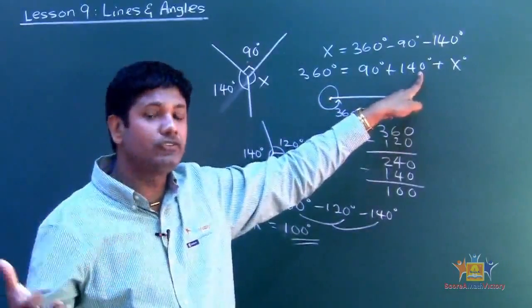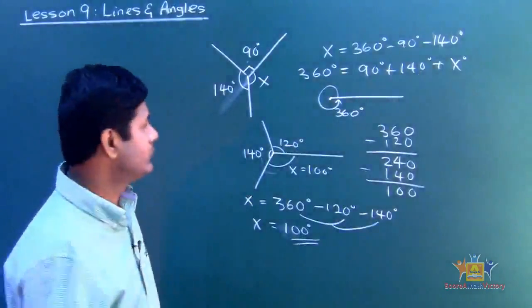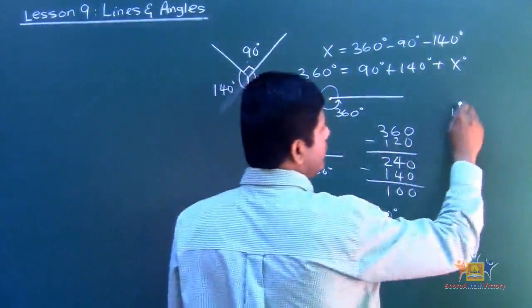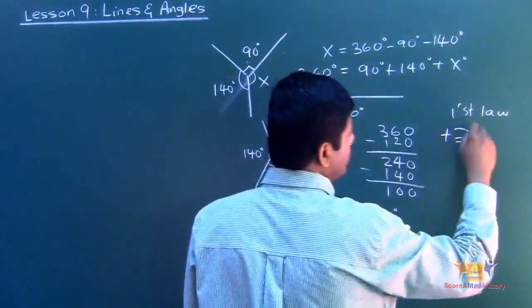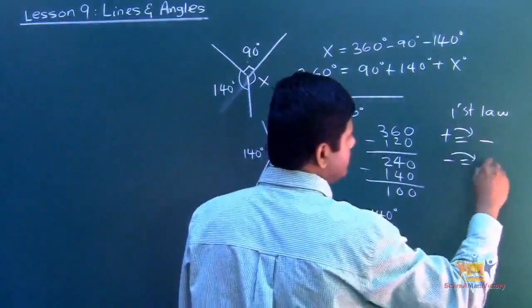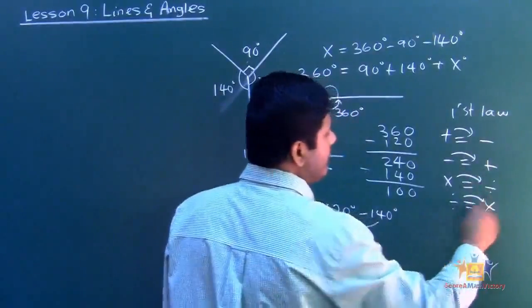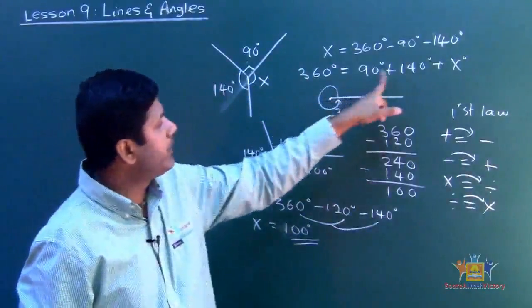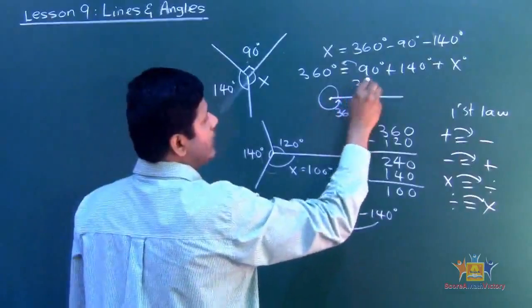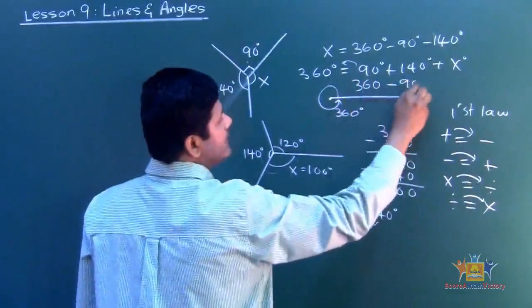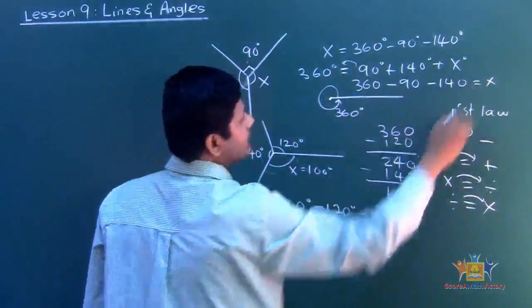Remember from Max's first law, plus cross the bridge, minus. Okay? So remember that, okay? So Max's first law: plus cross the bridge is minus, minus cross the bridge is plus, multiplication cross the bridge is division, division cross the bridge is multiplication. In this case, all these are plussing. So when I cross the bridge, because I'm looking for x, that makes it 360 minus 90, plus cross the bridge, minus 140, which is x.